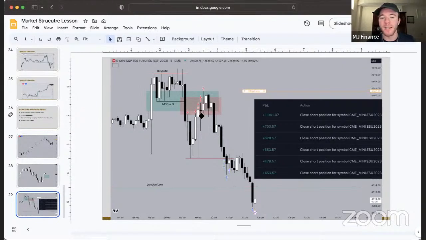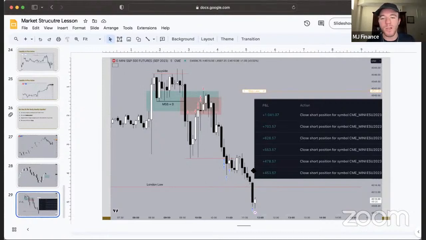So that's step 3, entering on the gap or the imbalance that created the market structure shift and displacement. Next, my first target is going to be the nearest draw on liquidity, which is the swing low from the displacement leg. So that's where I took most of my profits, as you could see. Then I left 1 more contract on for the London session low. Session low is very important. Session liquidity is very important. That'll be another class and topic of discussion. But that's where I took my next profit.